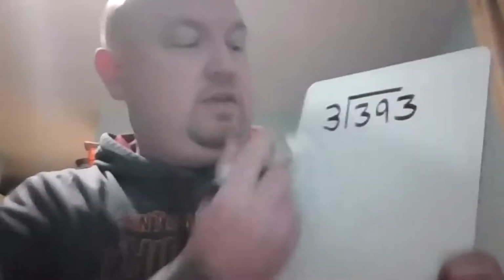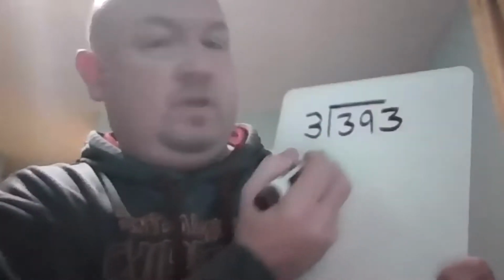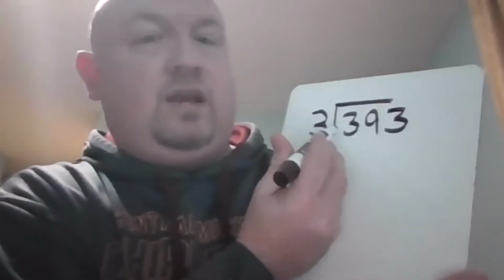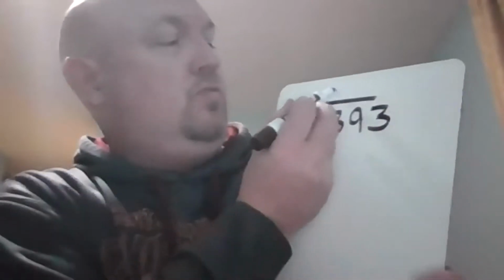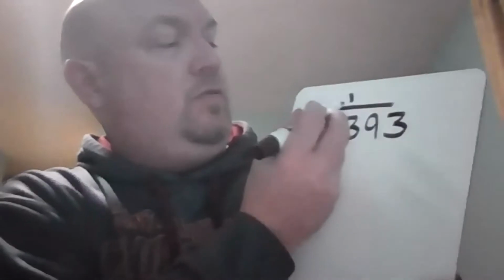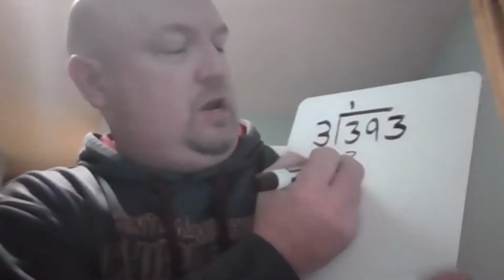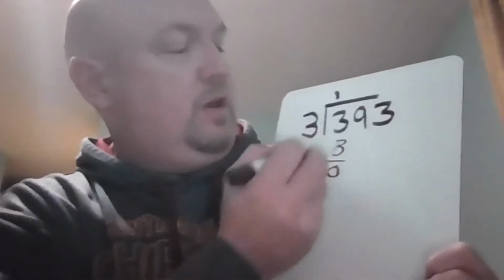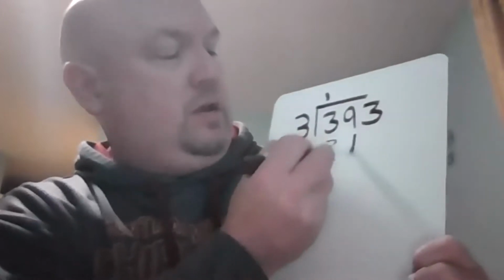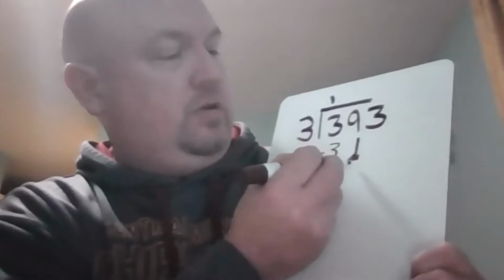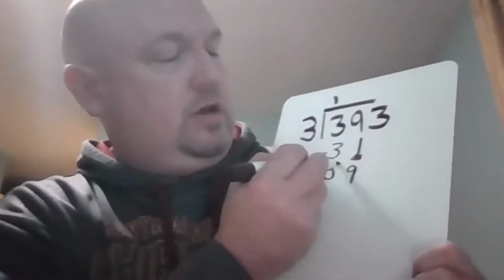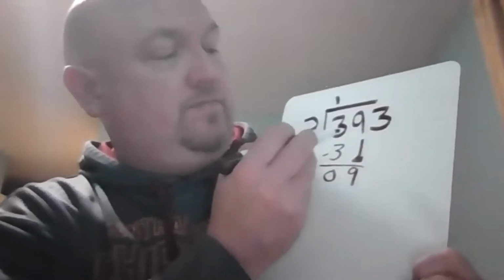So we have 393 divided by 3. Starting, we have the ones, tens, hundreds. 3 goes into 3 how many times? 1. 3 times 1 is 3. I subtract, I get a 0. If that 0 is less than 3, I bring down the 9. And now, how many times is 3 going into 9?